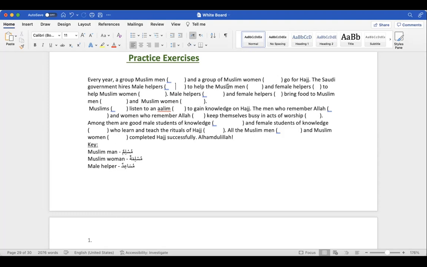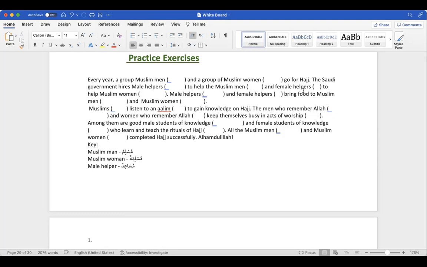To help the Muslim men. So Muslim men has become mansub here because they are details, right? They're not doers, they're details. Now, what will you write for Muslim men here? Musliman? Muslimina, is it? Mina, it's plural. Muslimina. Sorry, Muslimina.